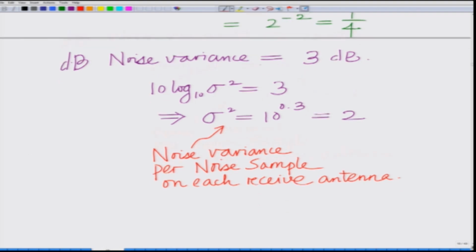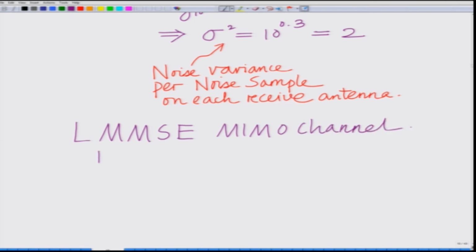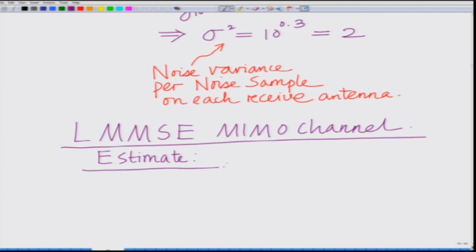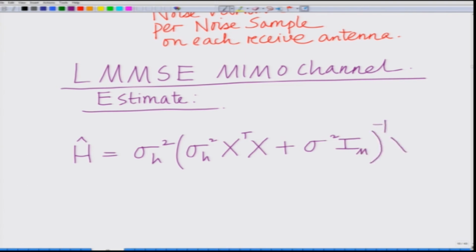Okay. Now, let us compute X transpose X. First, let us simplify the LMMSE channel estimate. Now, we have to compute the LMMSE MIMO channel estimate. Remember, LMMSE if it is non-Gaussian, MMSE if it is Gaussian, that becomes H hat equals sigma H square times X transpose X plus sigma square identity of size m cross m, inverse, into X transpose Y. We will just simplify this a little bit.